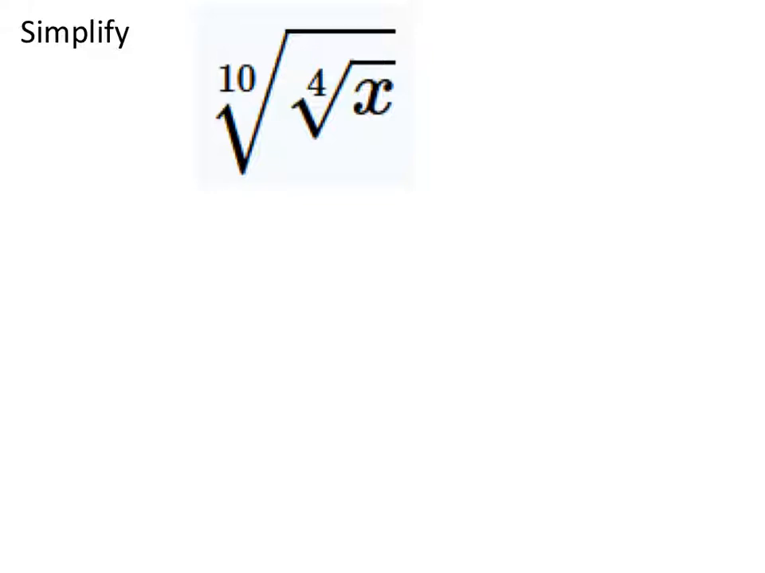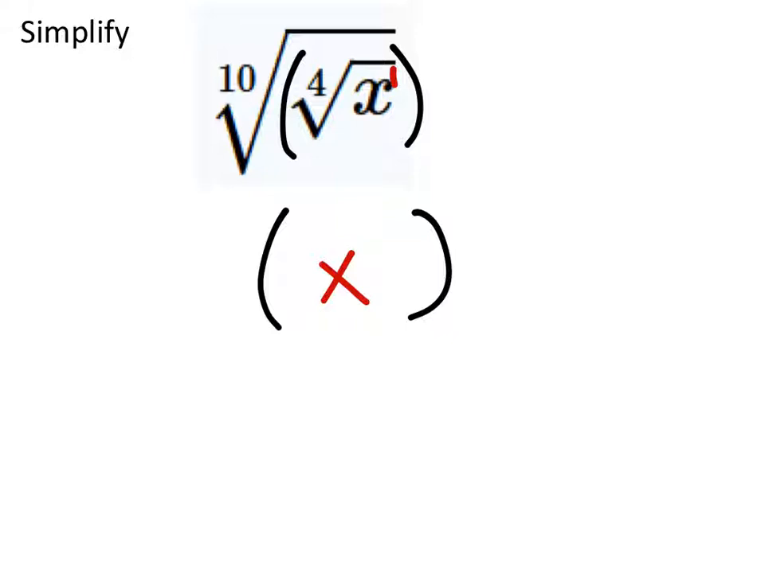I don't like the roots on this, so I'm going to rewrite it with rational exponents. To help us understand how this is going to work, I'm going to put that in parentheses. Hopefully that will help us. So if I were just to look at the set of parentheses, then I'd have a base of x. That's to the power of 1, so it's really x to the 1/4. And that would be to the 10th root of that.